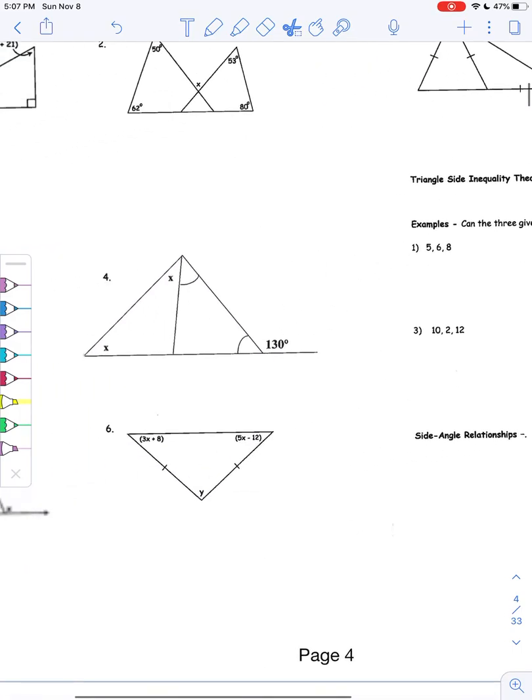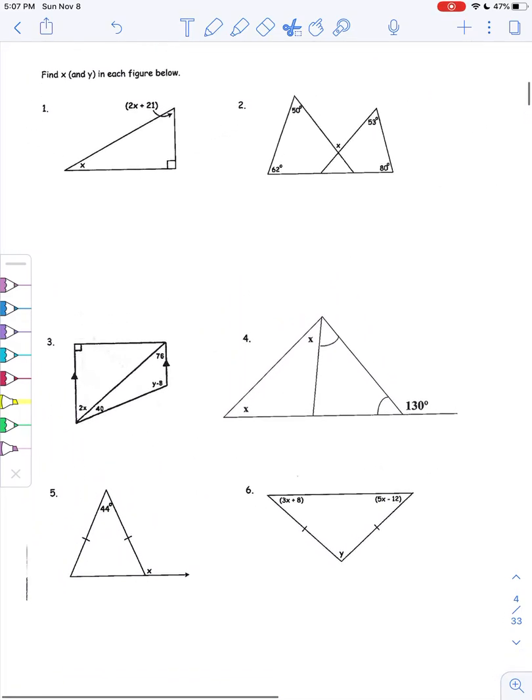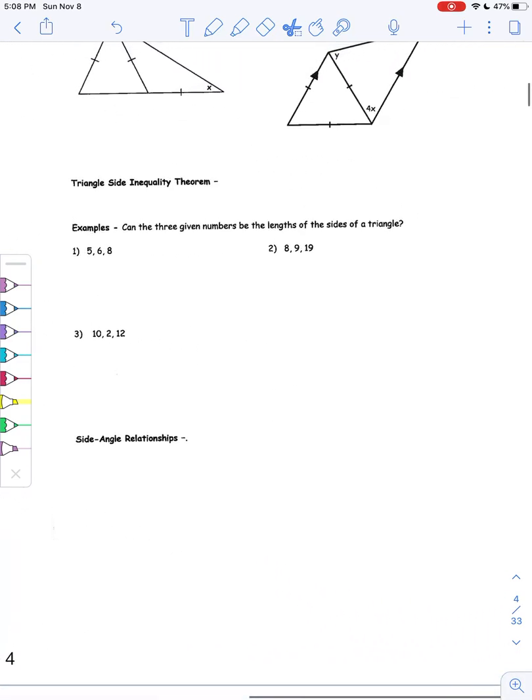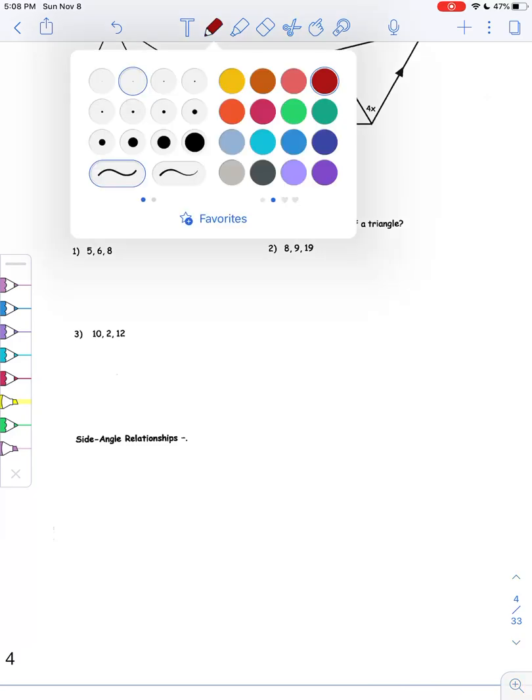Hi, we're on page 4 of your Unit 3 packet, and we're going to talk about the triangle side inequality theorem. So given two sides, is the third side a reasonable number? That's the question that we're being asked. So the theorem, again, is just an application theorem, meaning that we're going to be asked to apply it. It's not going to show up in our proofs.